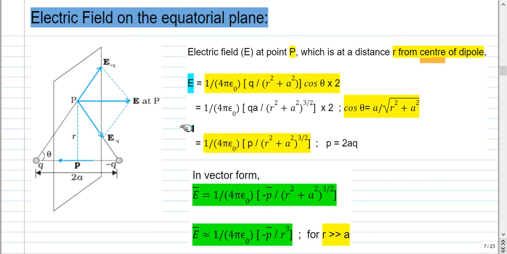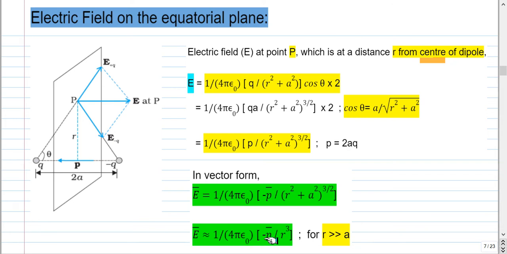The direction of the electric field is towards the right and it is opposite to the direction of the dipole moment vector. So if you multiply this by minus P cap, we'll get the electric field vector, and minus P cap and P can be combined as the vector minus P. Under the dipole approximation, where the distance r is much larger than the size of the dipole, a square can be neglected. So the expression for the electric field will become 1 by 4 pi epsilon naught, minus P by r cube. So the electric field on the equatorial plane also goes as 1 by r cube.